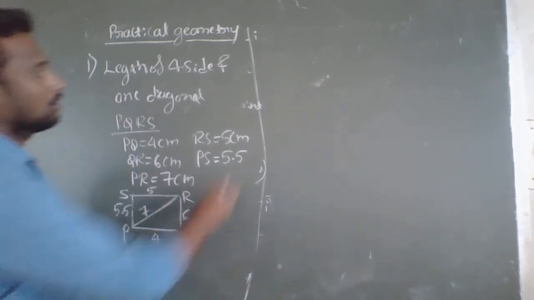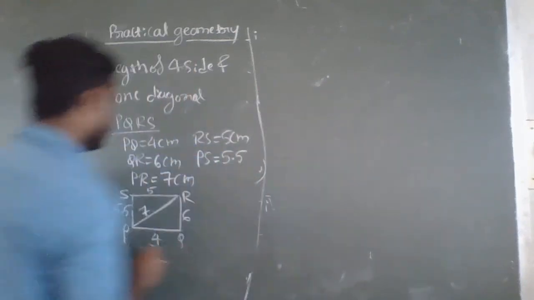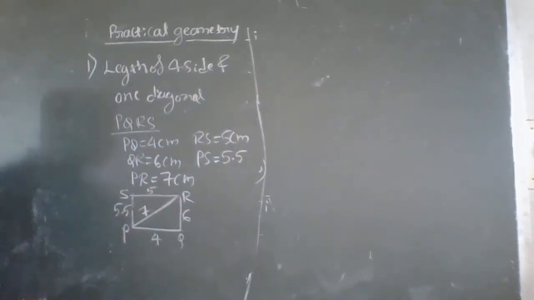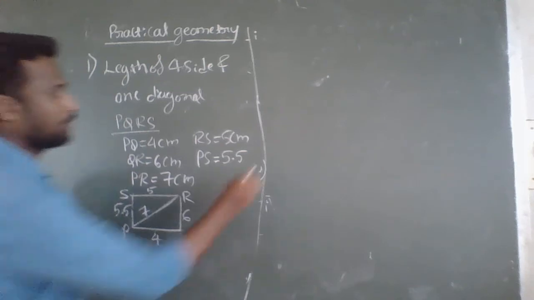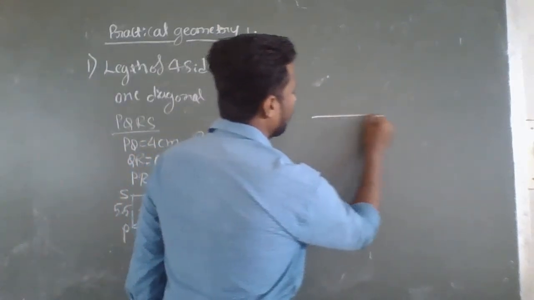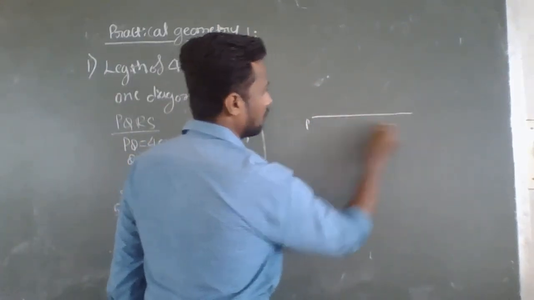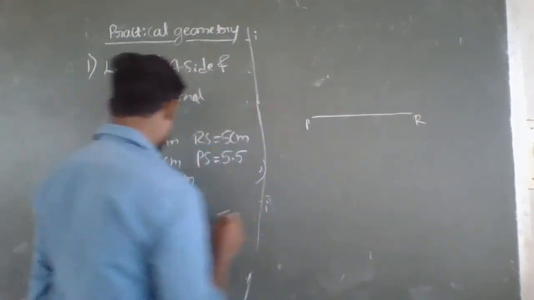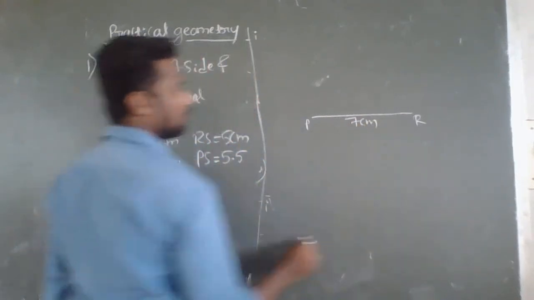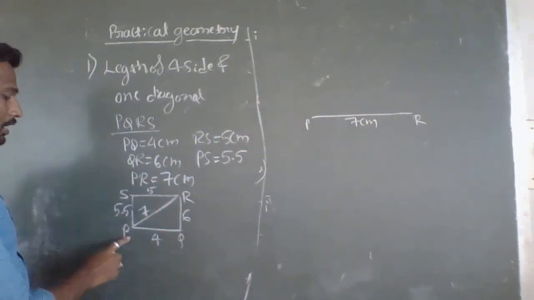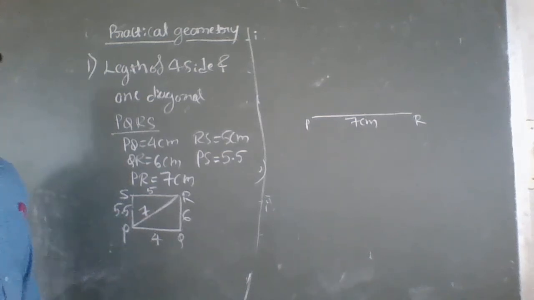To construct this, I will always consider one of the diagonals. Here they have given only one diagonal. I will consider this diagonal PR as the base of the quadrilateral. First I will draw line PR. This is P and R. PR is 7 centimeters. So first draw the line PR, which is 7 centimeters.